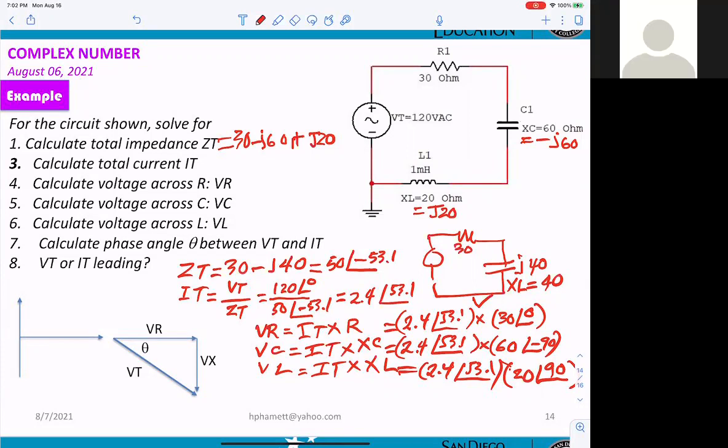Mr. Pham, for this one, phi L, that's going to be 143.1 as the angle, right? Right. Okay.